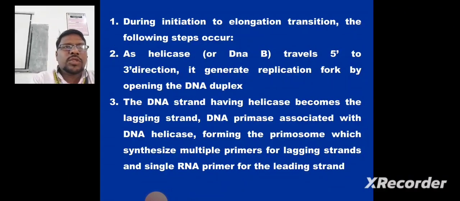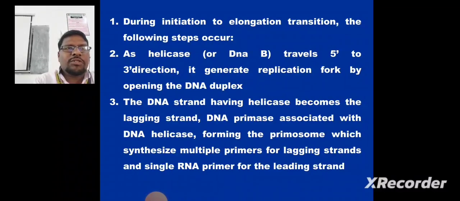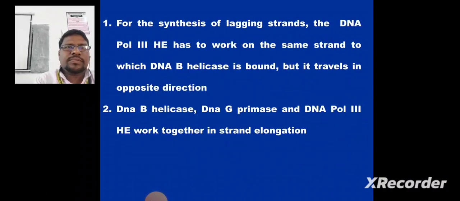During the initiation to elongation transition, the following steps are involved. As the helicase travels in the 5' to 3' direction, it generates replication forks by opening the DNA duplex. On the strand having the helicase, the lagging strand, DnaG primase is associated with the DnaB helicase, forming the primers, which synthesize multiple primers for the lagging strand and a single primer for the leading strand.